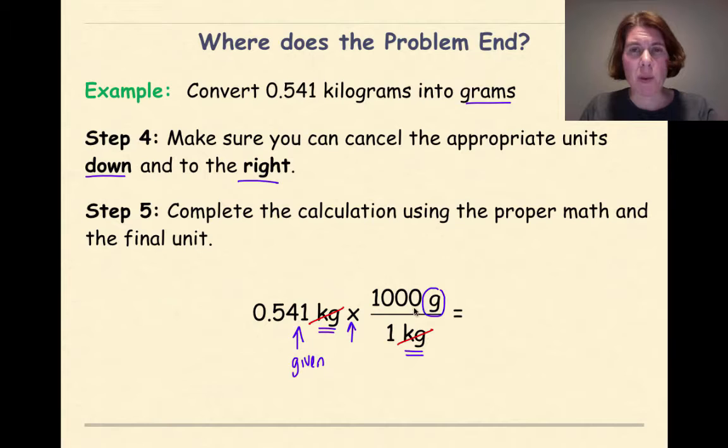So when I do my multiplication through 0.541 times 1,000, I'm going to get my final answer of 541 grams. And again, grams is where I want to end up. Therefore, I know the problem is complete.